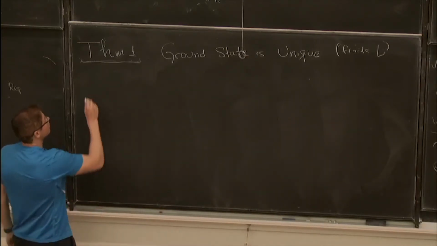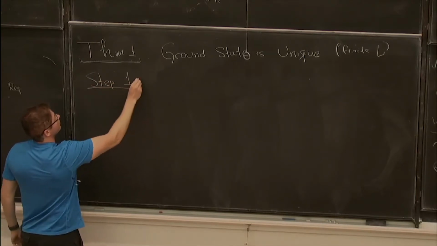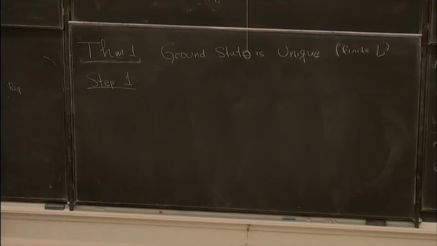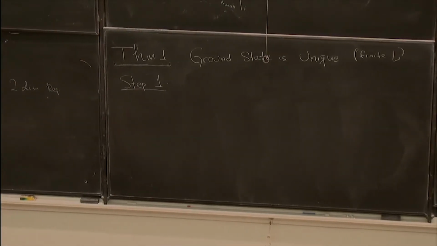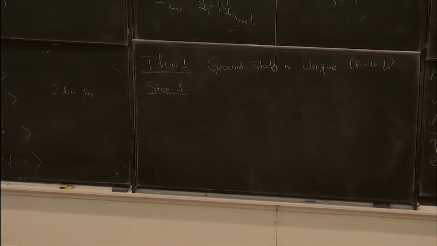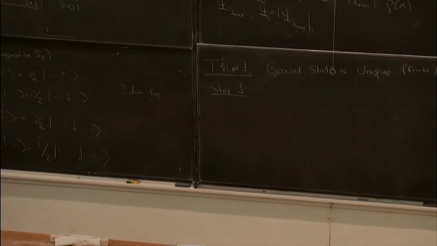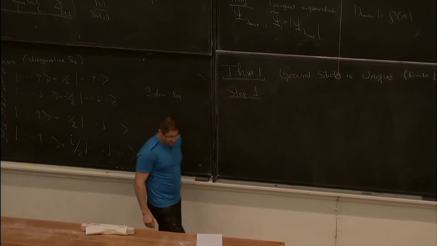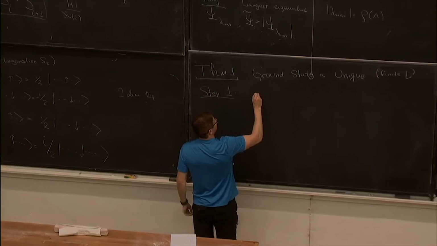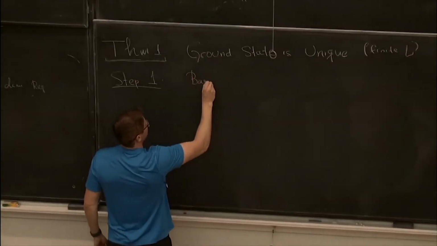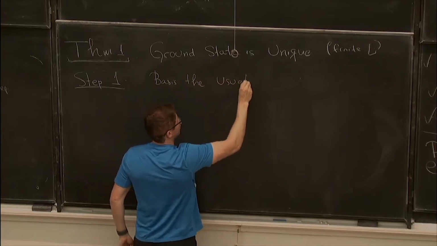So step one. Step one in the proof is to construct a basis where the off-diagonal elements in the Hamiltonian all have the same sign. So we can use the Perron-Frobenius theorem. And so the convenient basis turns out to be the usual basis. So we need to pick a basis. So we take the basis to be the usual one, meaning the one that diagonalizes SZ.